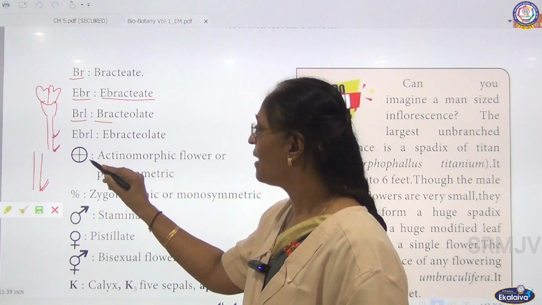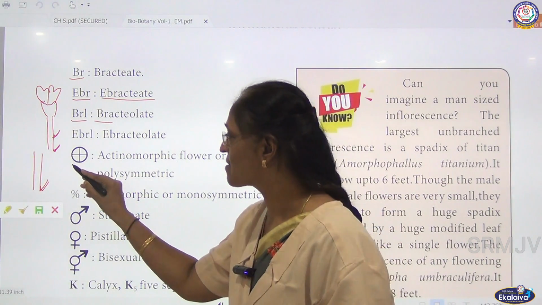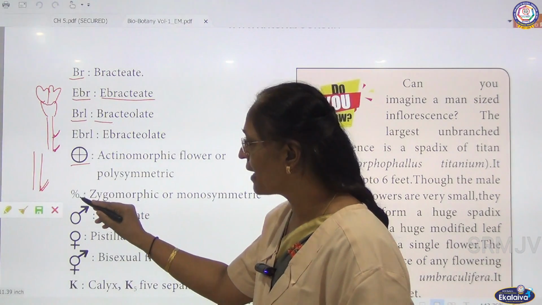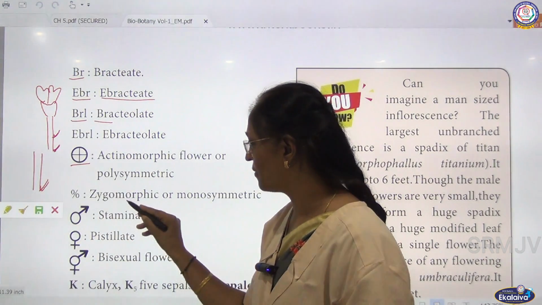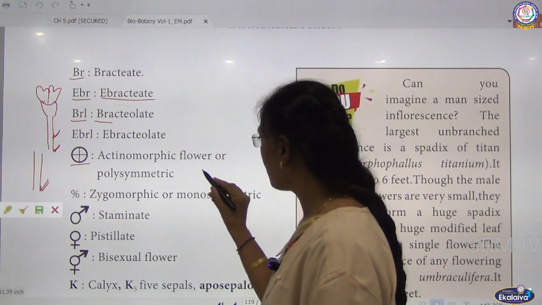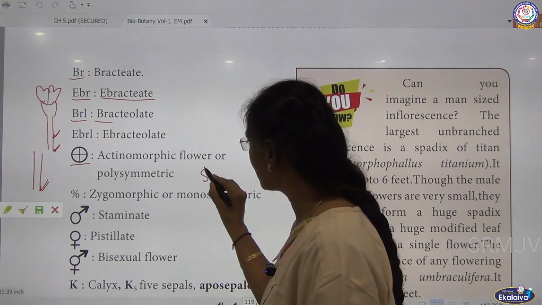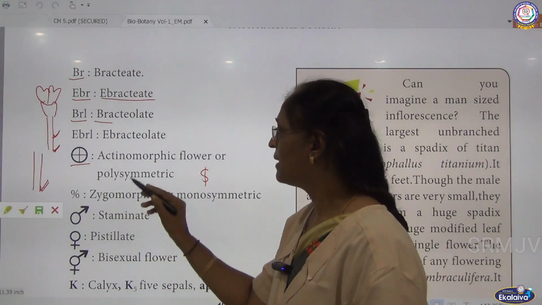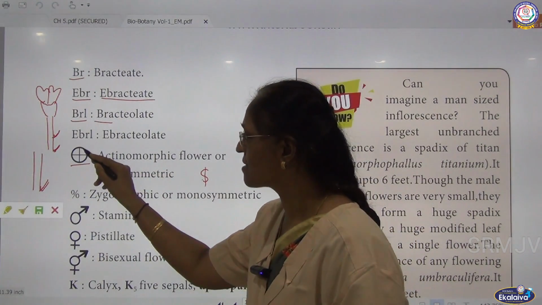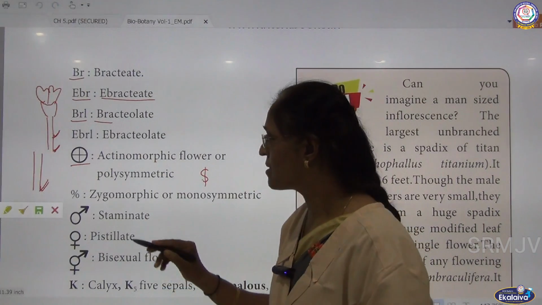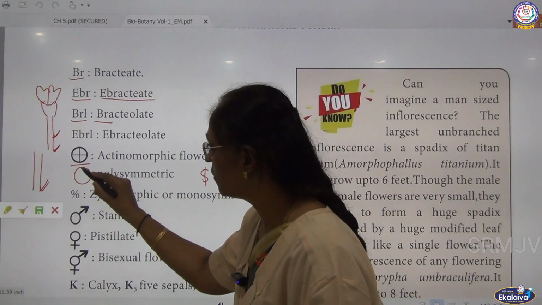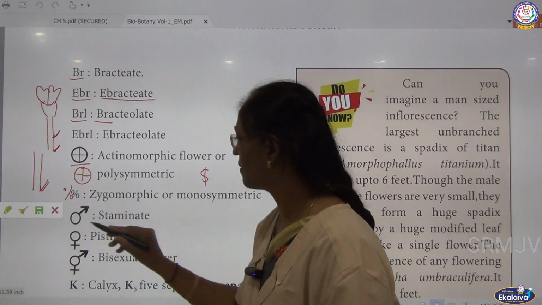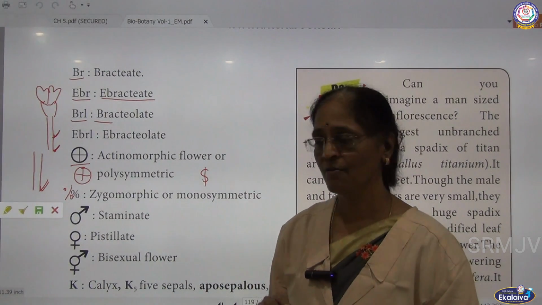If a flower is actinomorphic, this is the symbol which we use. If it is zygomorphic, we put a percentage sign. If it is asymmetric, you represent it like this. So for symmetry, actinomorphic is a circle with a plus, zygomorphic is the percentage sign, and for asymmetric this is the formula.